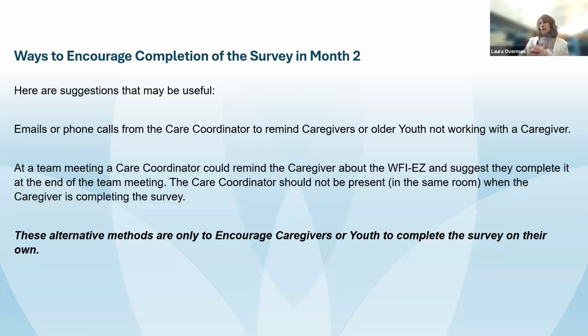In both, it says second month, but in the first and second month, we ask you to encourage completion at team meetings or through other means of communication with your families who've been selected, and also reach out to your super user if you think the paper pencil version would be more appropriate.